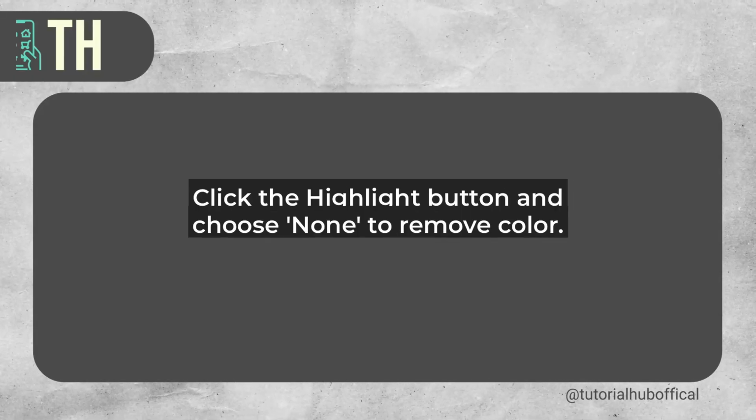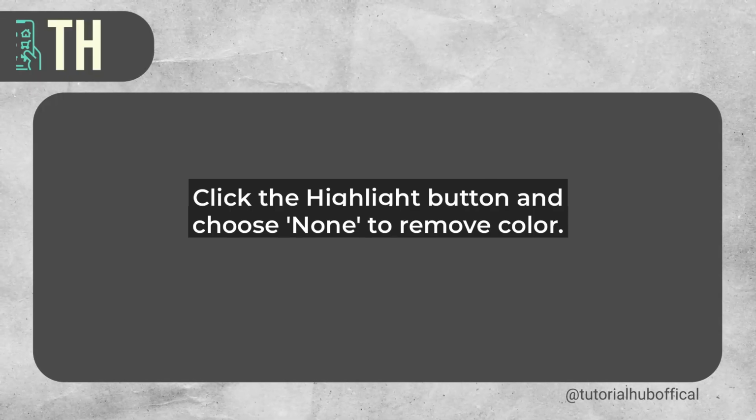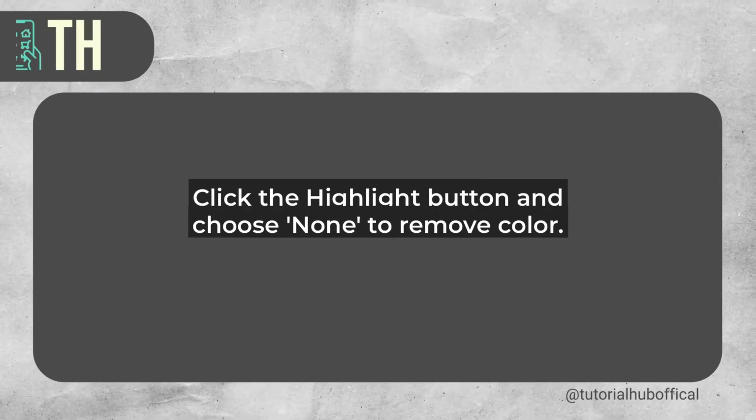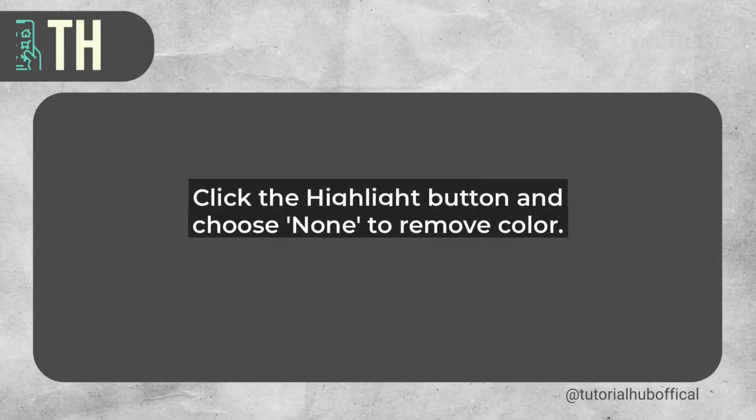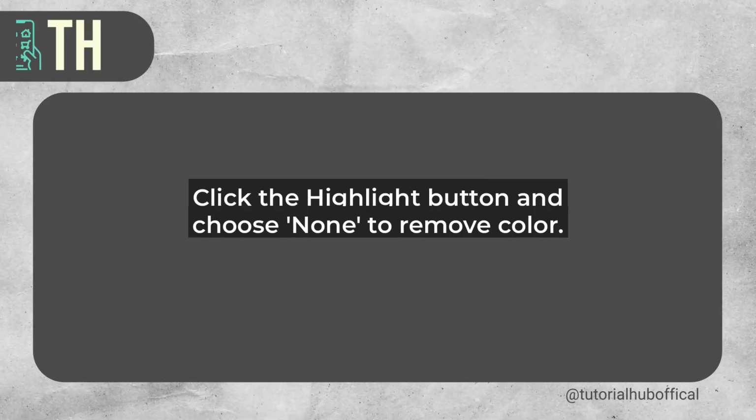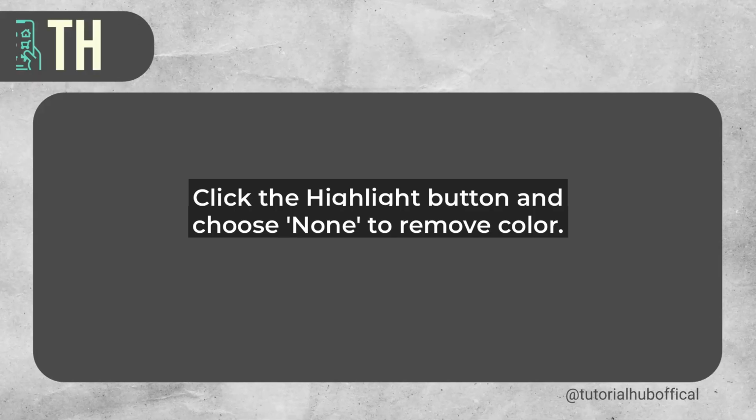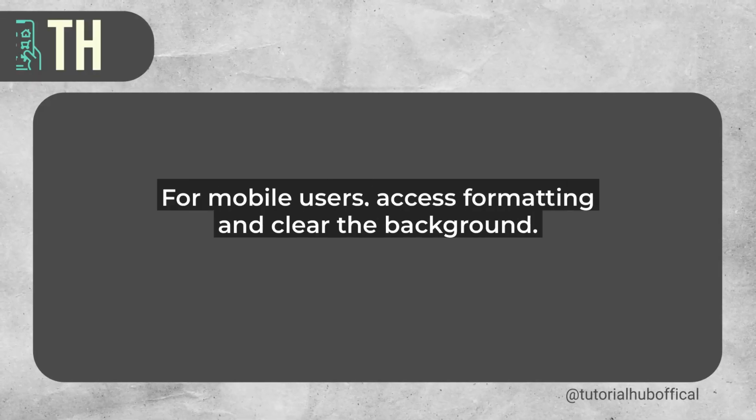Step 3. Go to the toolbar at the top. Look for the Highlight button. It's usually in the formatting options, right next to bold, italic, and underline. In the 2025 version, it might have a fresh icon, like a paint bucket. Click on it to open the color menu.